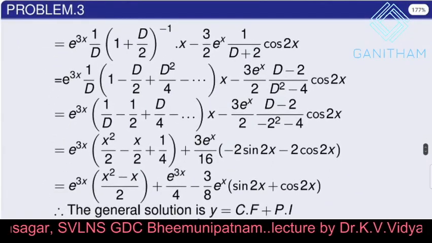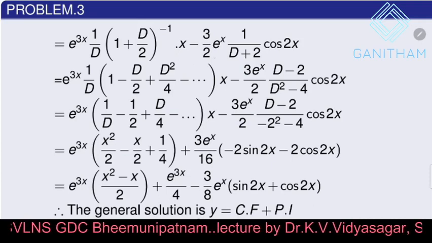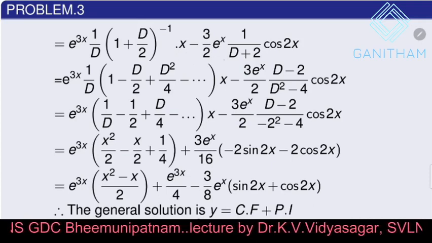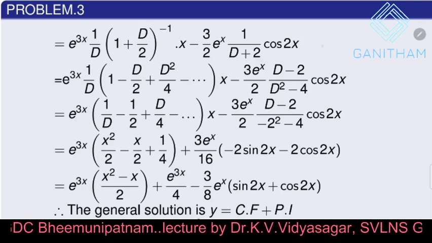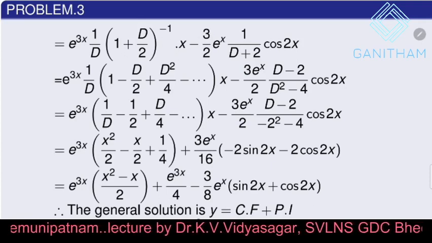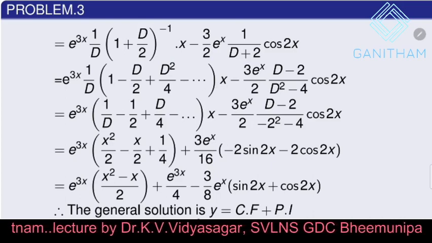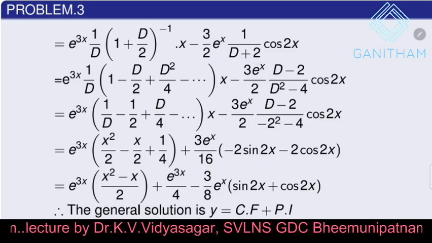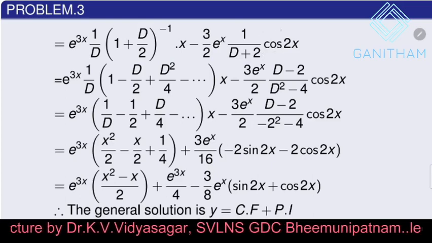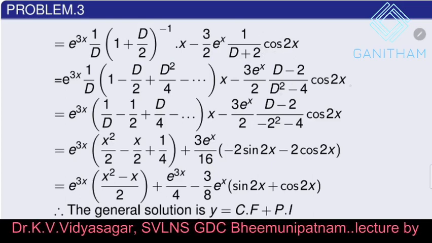So e to the power 3x into 1 by 2d into 1 plus d by 2 to the power of minus 1 into x, minus 3 by 2 into e to the power x by 1 by d plus 2 into cos 2x. So it is in the form of 1 plus x to the power of minus 1, which is 1 minus x plus x square and so on, into x, minus 3 by 2 into e to the power x by d plus 2 here. Numerator and denominator I will multiply with d minus 2, so d minus 2 by d square minus 4 into cos 2x.